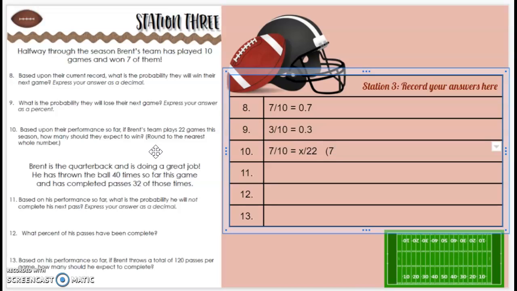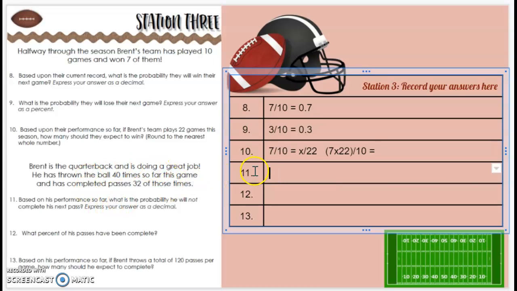7 times 22, that's my cross multiply, my top number times my bottom number. Then I'm going to take that and divide it by 10. That will be your answer on how many games they won or they should win. I'm not going to put that answer for you. I want you to figure that out and write that answer.